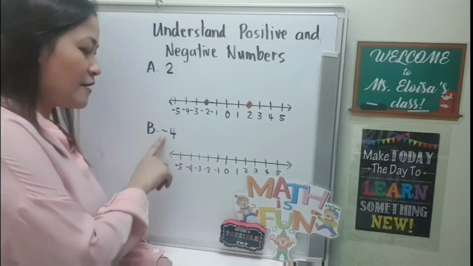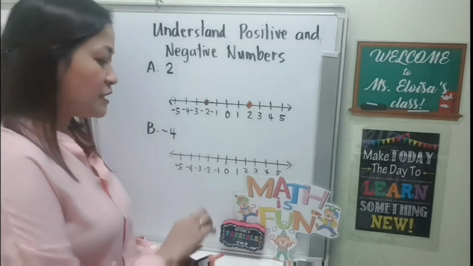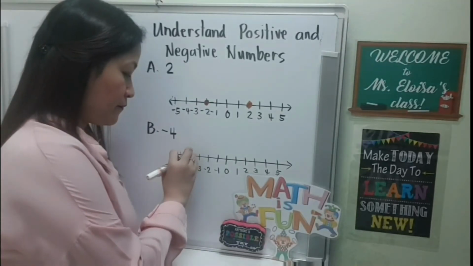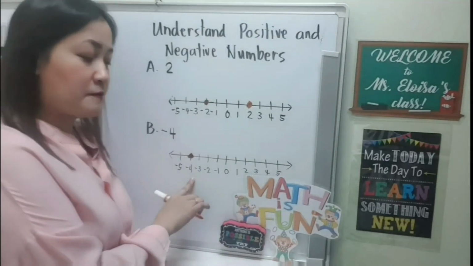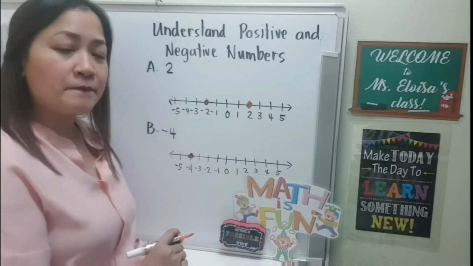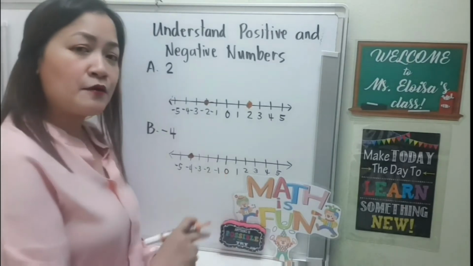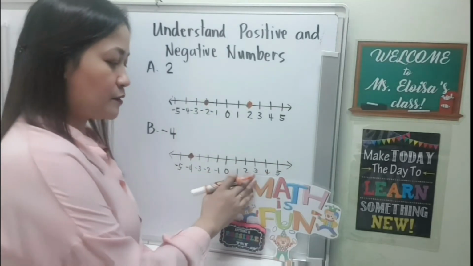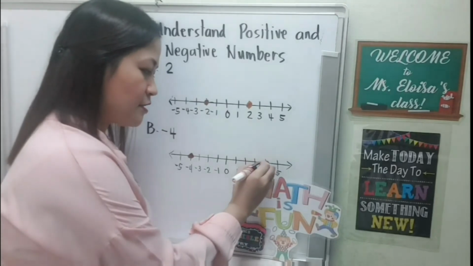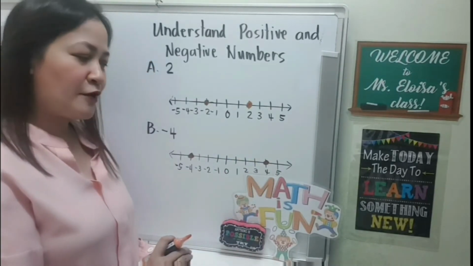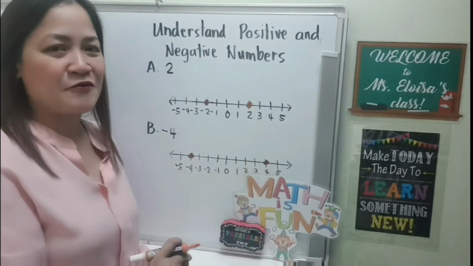Letter B, we have negative 4. So negative 4 is to the left of 0. That is 4 places from 0. And then we will get its opposite. That means 4 places from 0 also, but in the other direction. That is to the right. So 1, 2, 3, 4. This is the opposite of negative 4. So the opposite of negative 4 is 4 or positive 4.